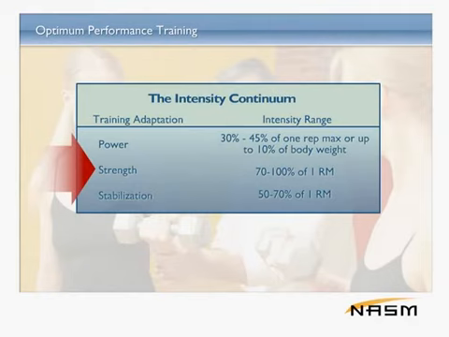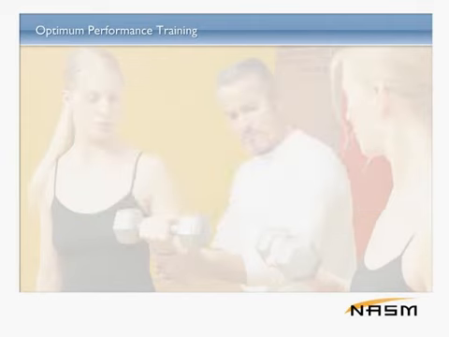If the goal is strength, then 70 to 100% of one's 1 repetition maximum would be appropriate. If the goal is power, a range of 30 to 45% of one's 1 repetition maximum, or up to 10% of one's body weight, would be an appropriate intensity.